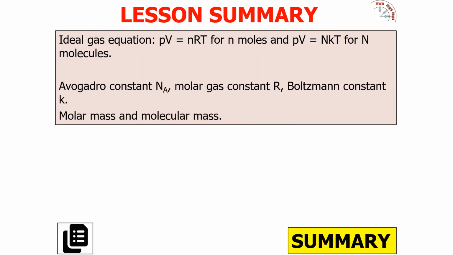So let's summarize what we've learned in today's lesson. The ideal gas equation is PV equals nRT for n moles and PV equals nKT for n molecules. You should be aware of the Avogadro constant, Na, the molar gas constant, R, and the Boltzmann constant, K. And also be aware of the terms molar mass and molecular mass.